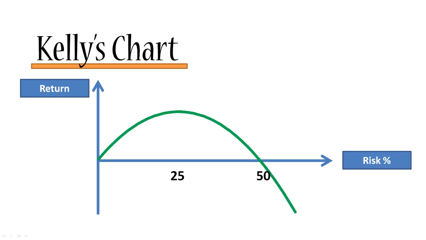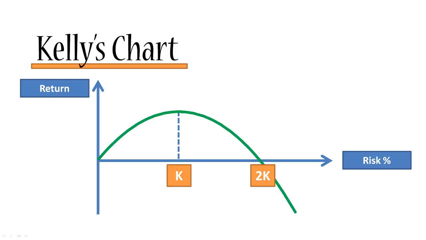Our optimal outcome is at 25% risk. Our break-even point is at 50% risk. And now what Kelly's chart or Kelly's formula says is that your optimal outcome will always be given by the Kelly formula. And the other interesting thing is that your break-even point will always be double that. So in a generalistic sense, this is what your Kelly chart will look like for any type of investment opportunity or trading strategy.